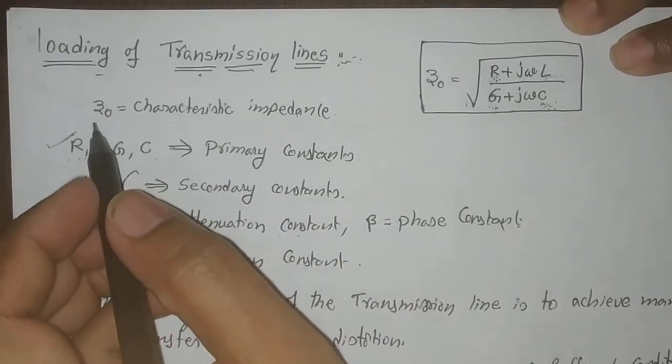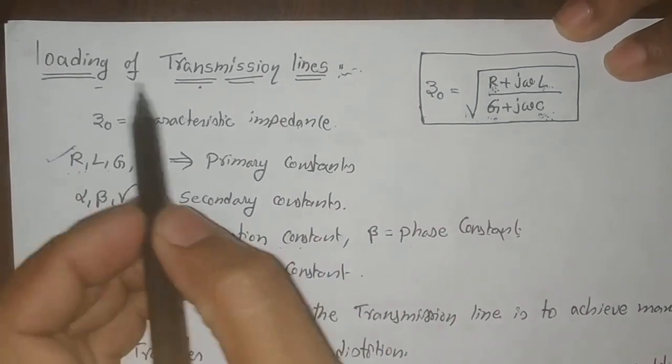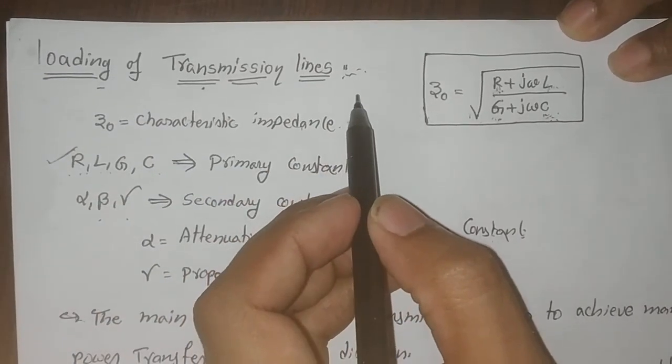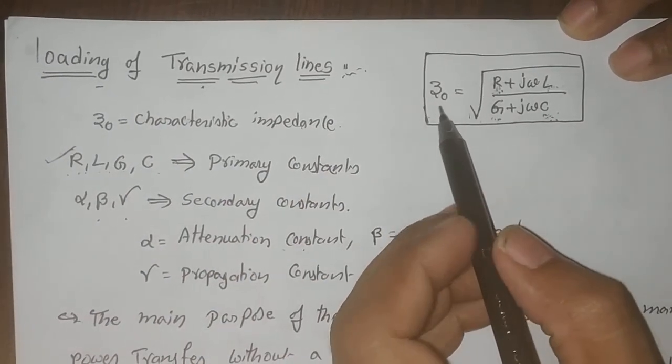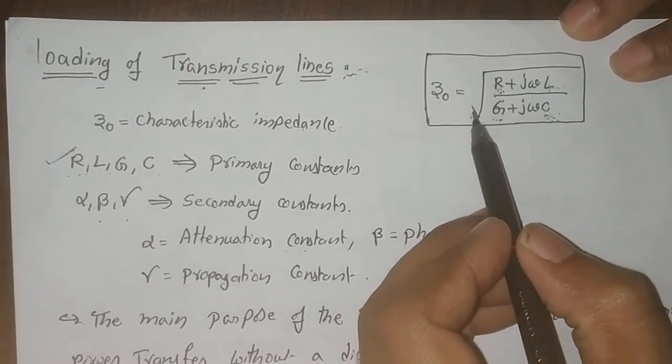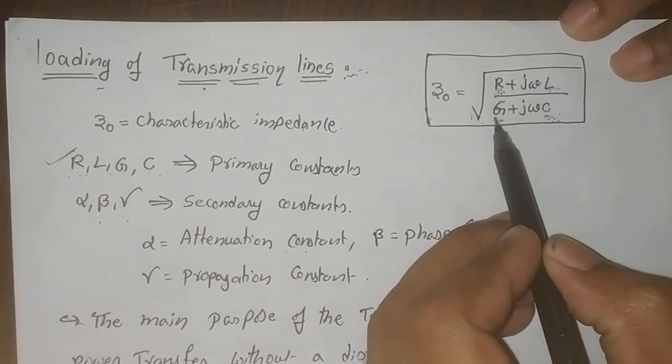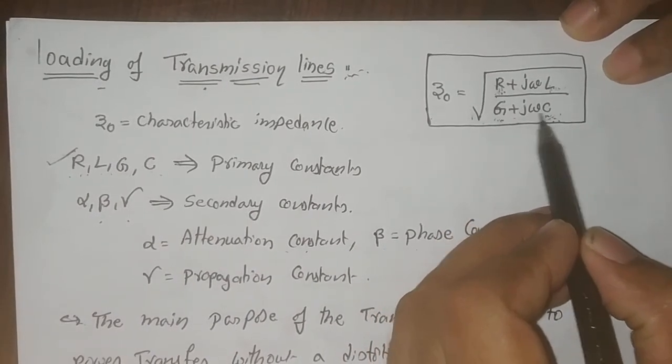So now today's discussion is on the loading of the transmission line. As we already obtained the corresponding characteristic impedance equation, which is given by square root of (R plus j omega L) divided by (G plus j omega C).